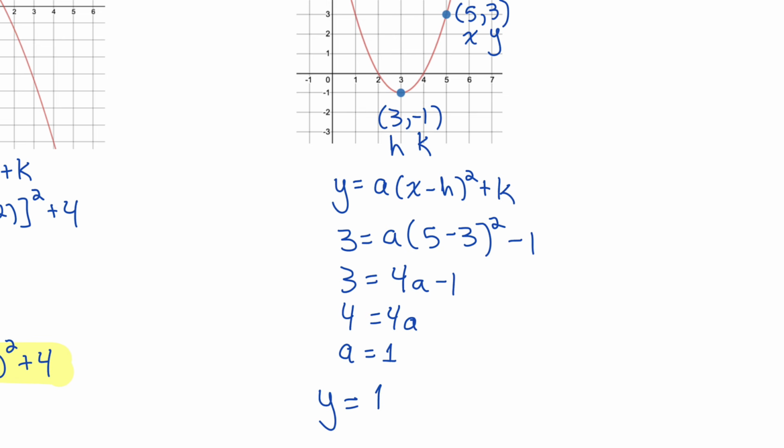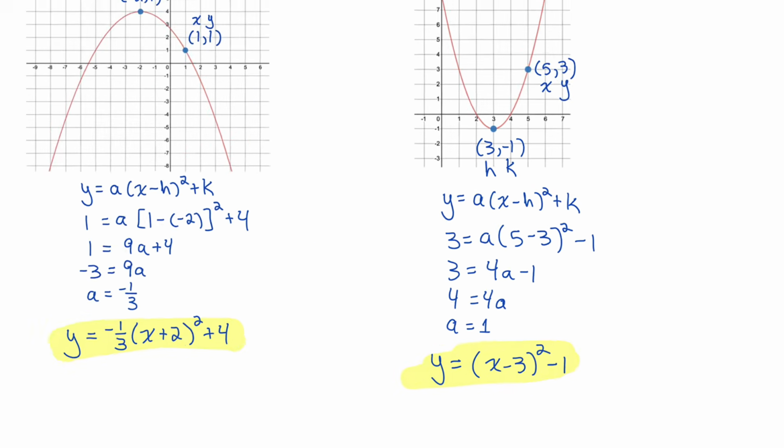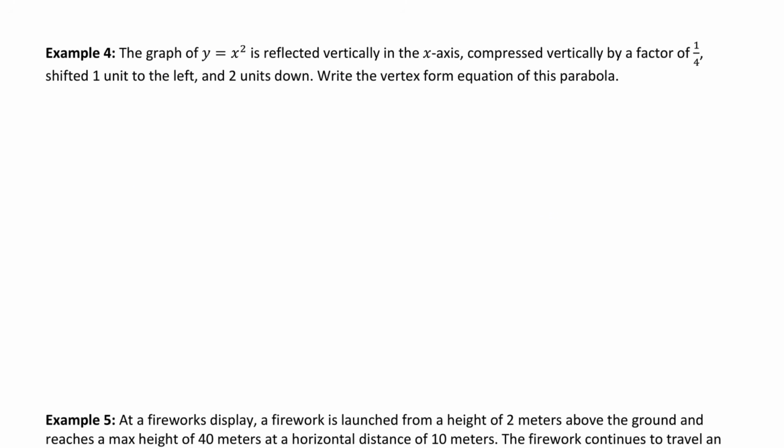I suppose we could write 1 times x minus h, so x minus 3 squared, plus the k value of -1, so minus 1. But a factor of 1 doesn't have to be written, so I could erase it. And there's my final vertex form equation for the graph of that parabola. Let's do a couple more questions to finish off this lesson.